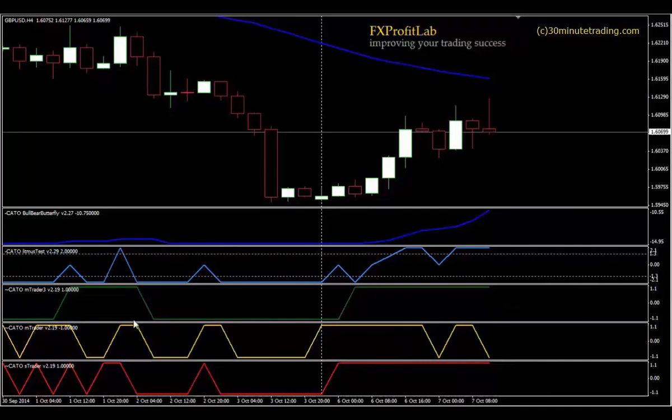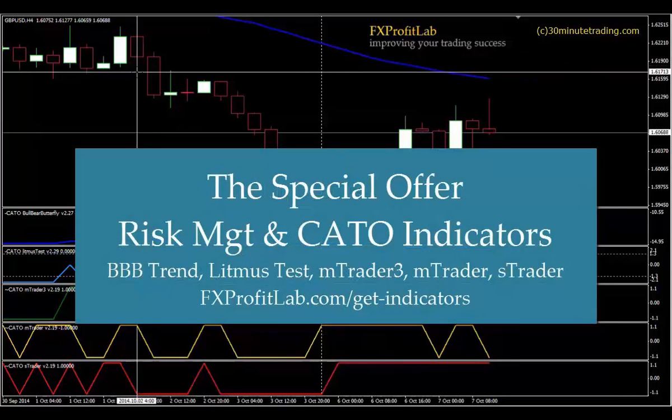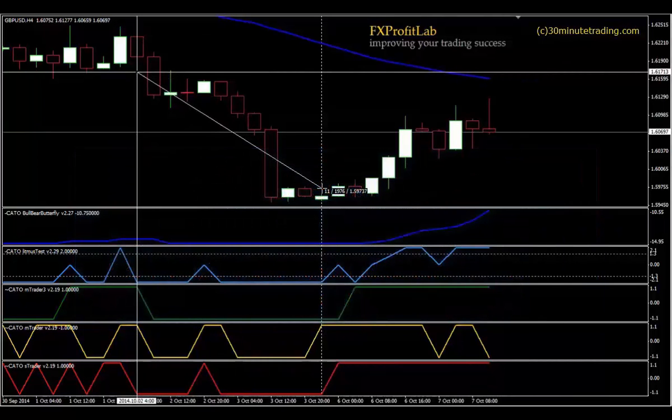And that M trader 3 could have kept us in the trade all the way through to somewhere over here, but you can see that the M trader might have told us to get out of the trade at this point here, so we would have made a trade potentially from there to there, which is, that's correct.